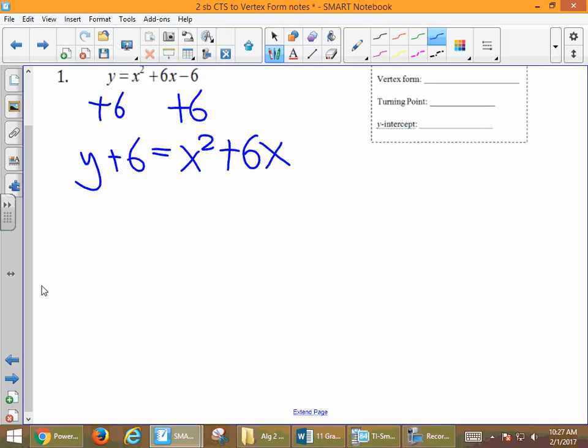Now that we have all our constants on one side and all our x's on the other, what's our next step, Tiffany? Take 6 over 2 on both sides. Yeah, so typically we would divide by our coefficient for a, but because that coefficient is 1, we don't have to worry about that step. So we're going to add b over 2 squared to both sides. Our b in this case is 6, so we'll add 6 over 2 squared to both sides.